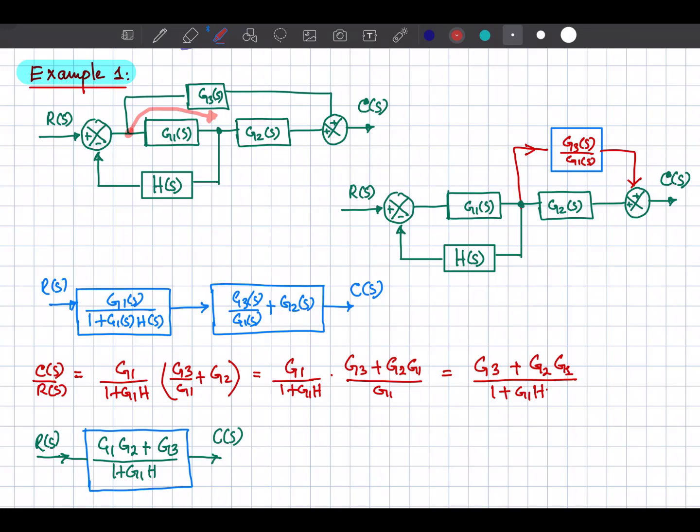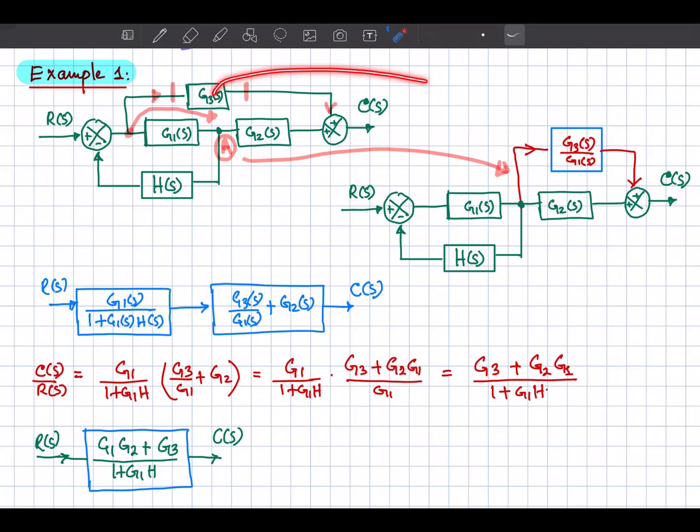So from this point the signal is going to the G3. The transfer function of this block is G3, and whatever is the input over here, it is multiplied with G3 and is available at this point. So if we move this point to this point A that you can see over here, the input of this block G3 will be additionally multiplied with G1s. So we will have to remove G1s, so that's why we are going to divide it by G1s.